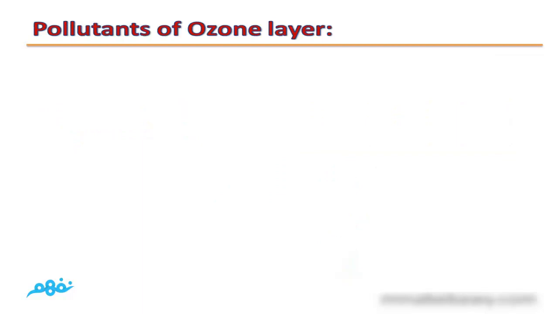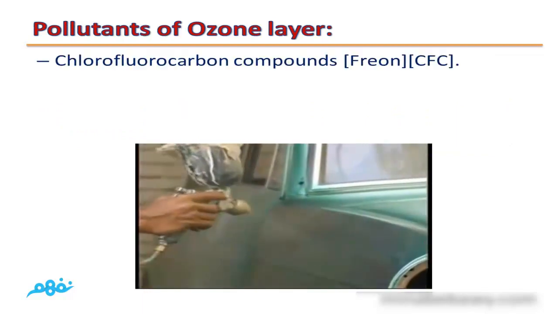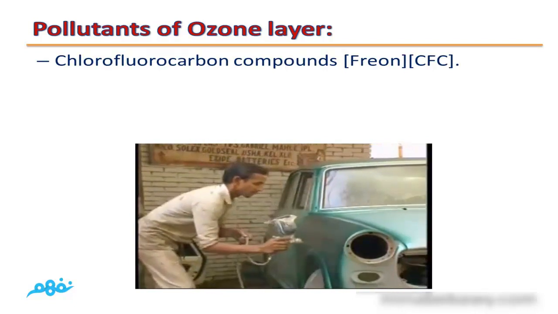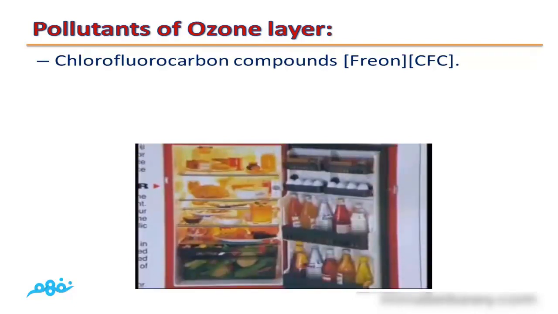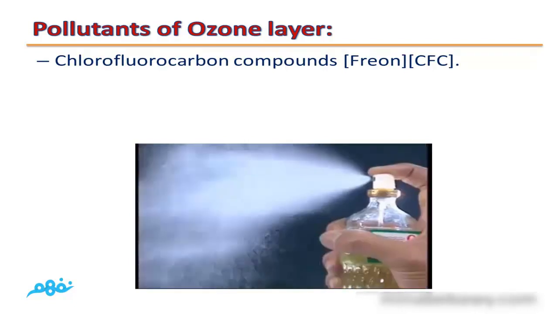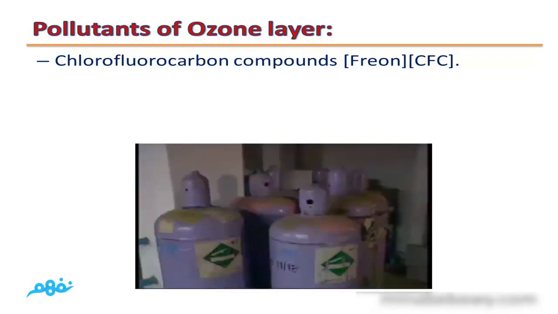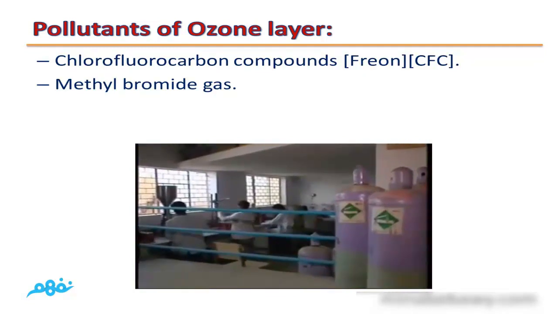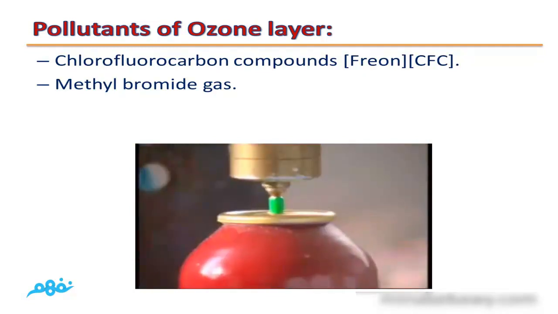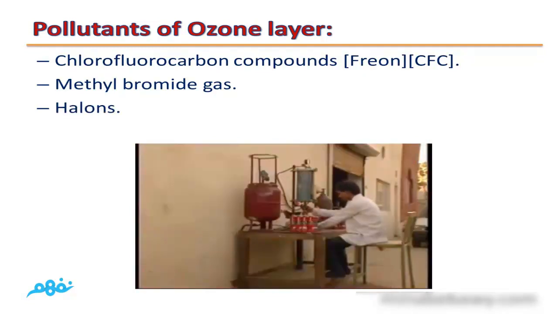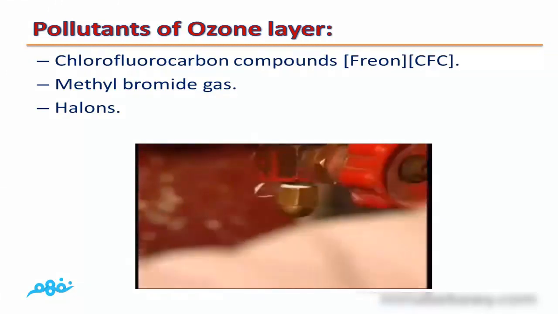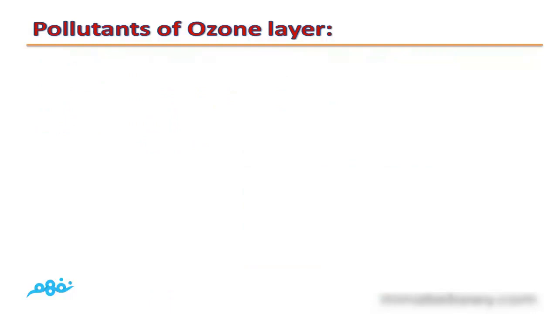What are the pollutants of ozone layer? The first and the most important one is chlorofluorocarbon compounds, which is known commercially as freon or CFCs. The second one is methyl bromide gas. The third one is halogens, and finally nitrogen oxides.